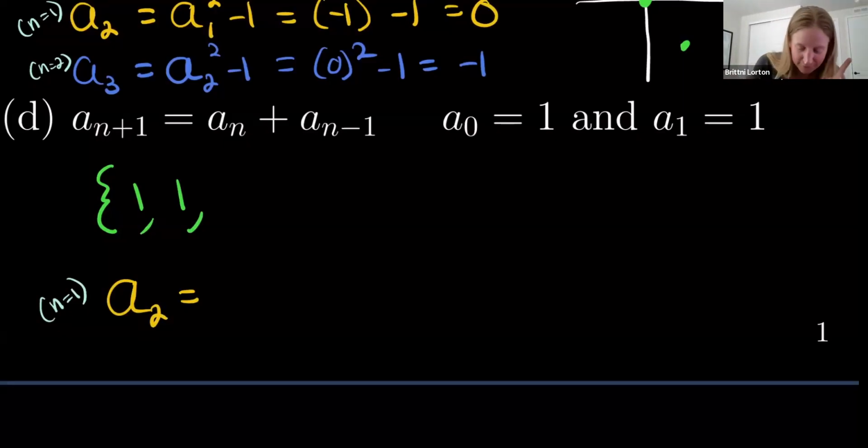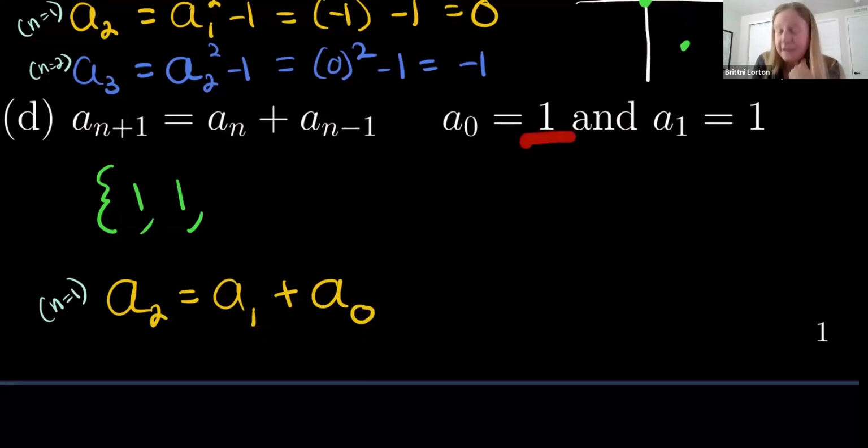Right, there's my n should be 1, but whatever you do to one side of the equal sign, you have to do to the other side of the equal sign. So my n should be 1 on both sides of that equal sign. So that will become a sub 1 plus a sub 1 minus 1. And we know that 1 minus 1 is 0. And then I also know those two terms. I know those because they were given to me. So I ended up with a sub 2 is equal to 1 plus 1, which is 2.